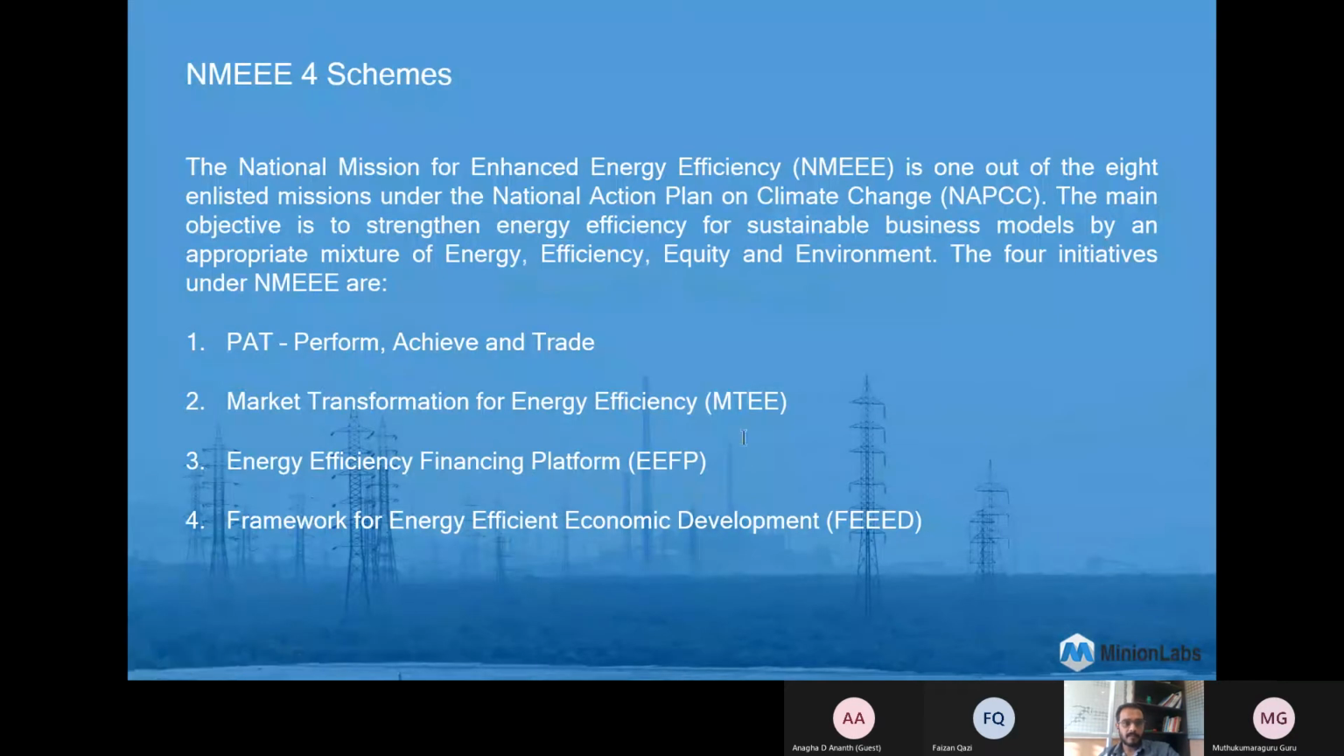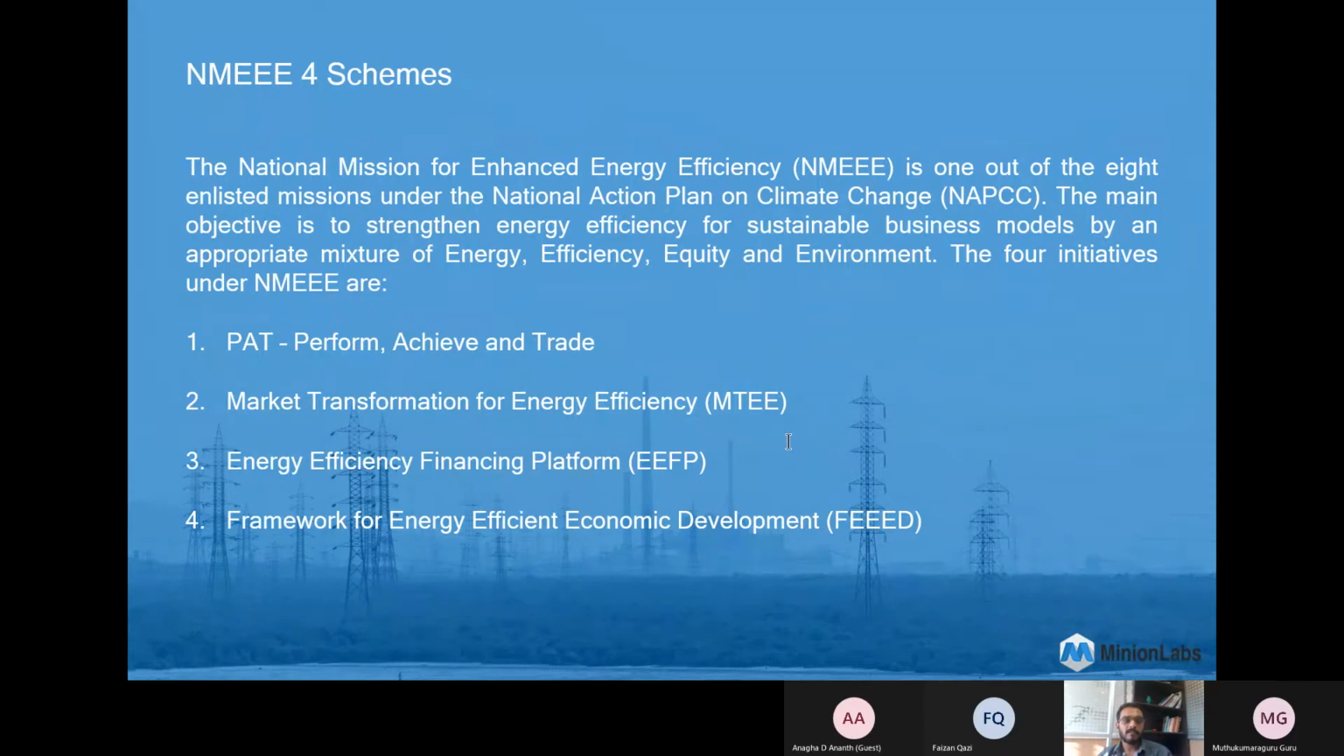The National Mission for Enhanced Energy Efficiency is one of the eight listed missions under the National Action Plan on Climate Change, that is NAPCC. The main objective is to strengthen energy efficiency for sustainable business models through an appropriate mixture of energy, efficiency, equity, and environment.